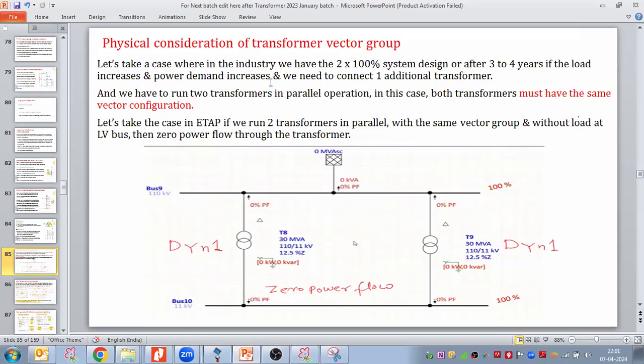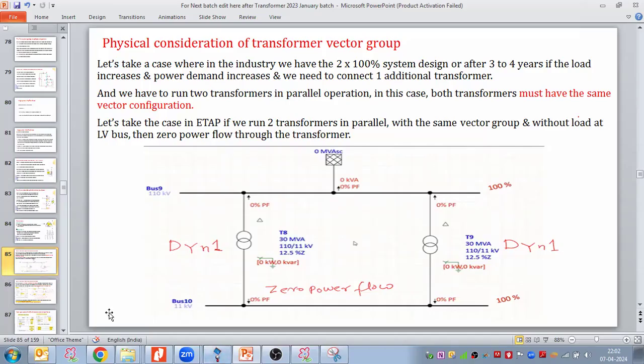So let us take a case where in the industry we have a 2 into 100% system design, or after 3 to 4 years the load and power demand have increased and we need to connect one additional transformer, and we have to run two transformers in parallel operation. In this case, both transformers must have the same vector configuration. So let us take the case in ETAP. If we run two transformers in parallel, this would be the case.